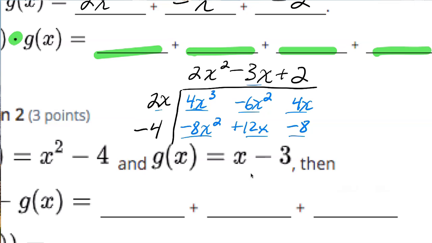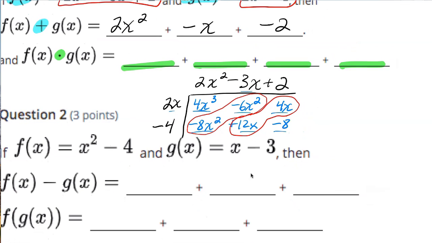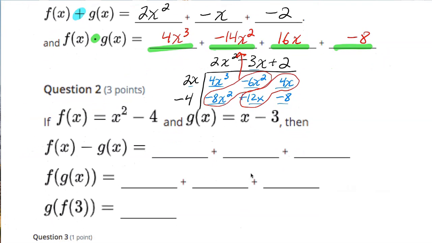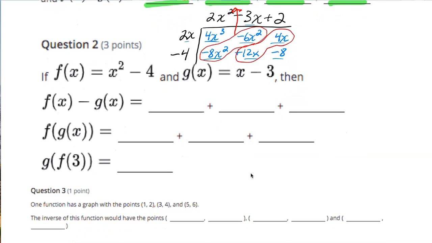And then adding like terms, we can kind of see these two are like terms. And then these two are like terms. So it looks like our answer would be 4x cubed. We have that negative 8 at the end. And then the like terms, we would have minus 14x squared. And we'd have a 16x. And the exponents go 3, 2, 1, 0. So the exponents are correct in standard form.